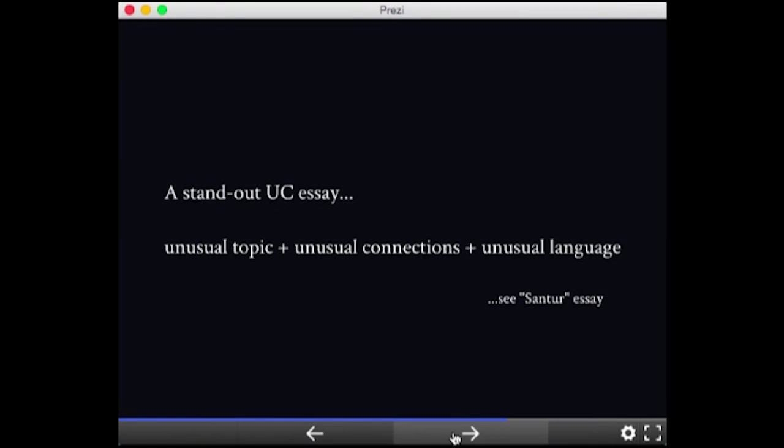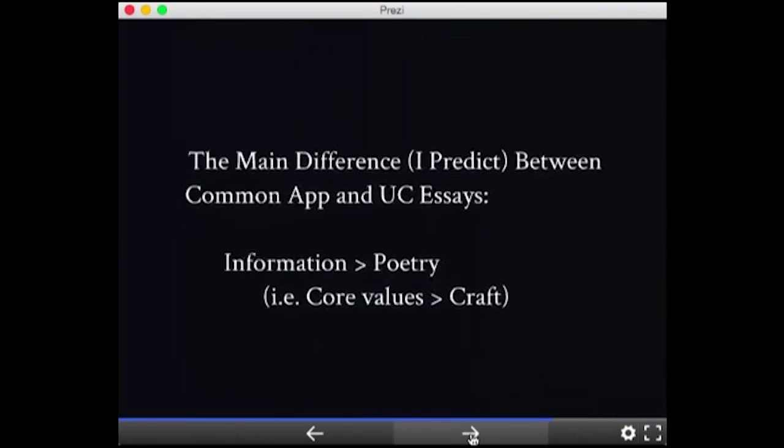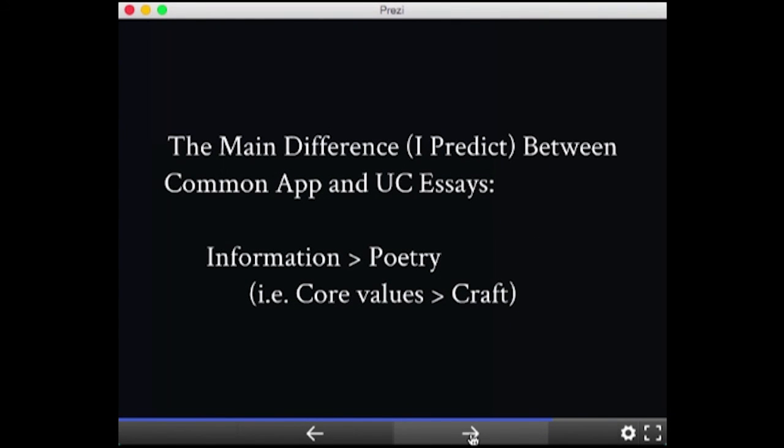A standout UC essay, like the one we just read, has an unusual topic, like the Santur. Unusual connections: the Santur has taught me all the things that I just mentioned: social change, connection to my family, heritage. And it has unusual language, which I'll call craft. So for my money, and here's the takeaway, I think the main difference between the Common App and UC essays is that students are going to want to value information over poetry.